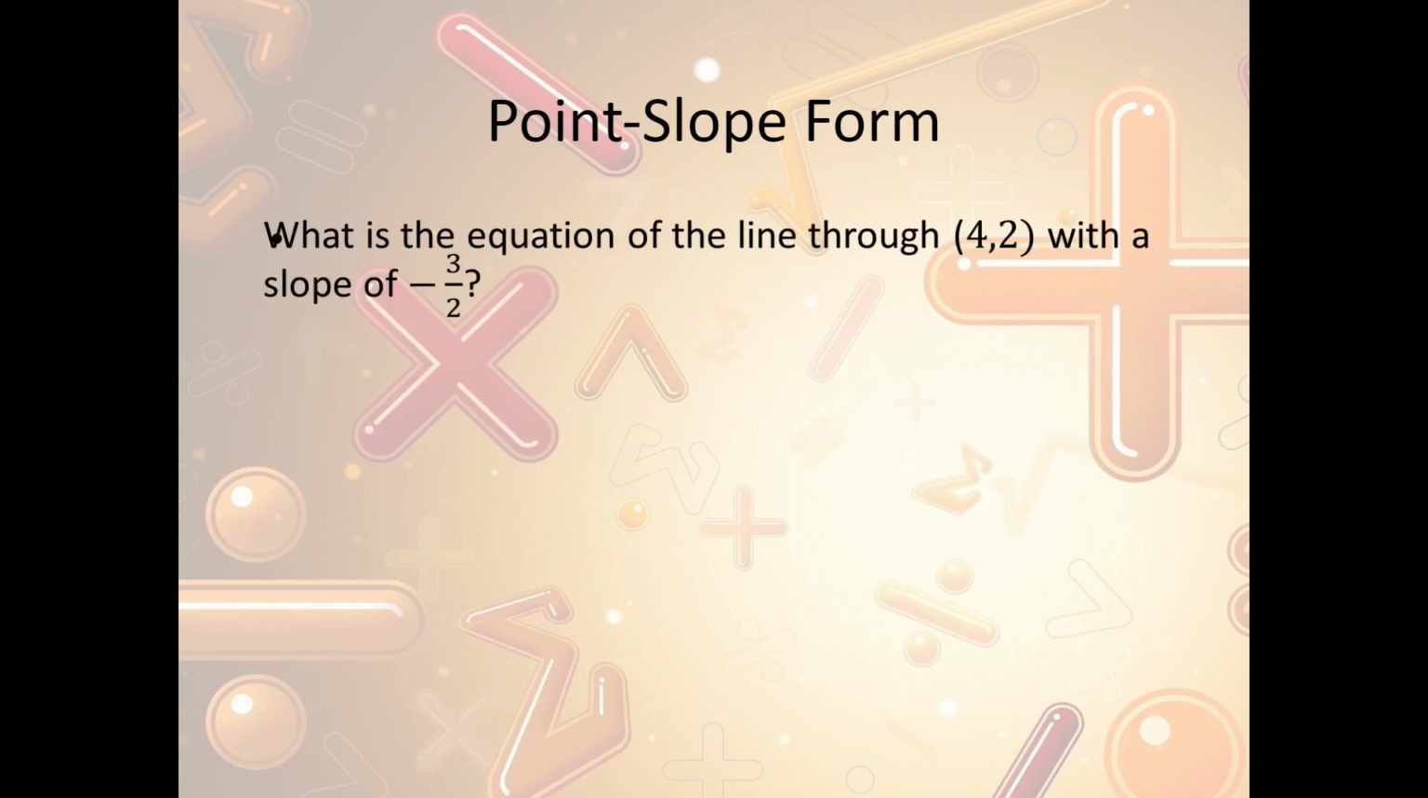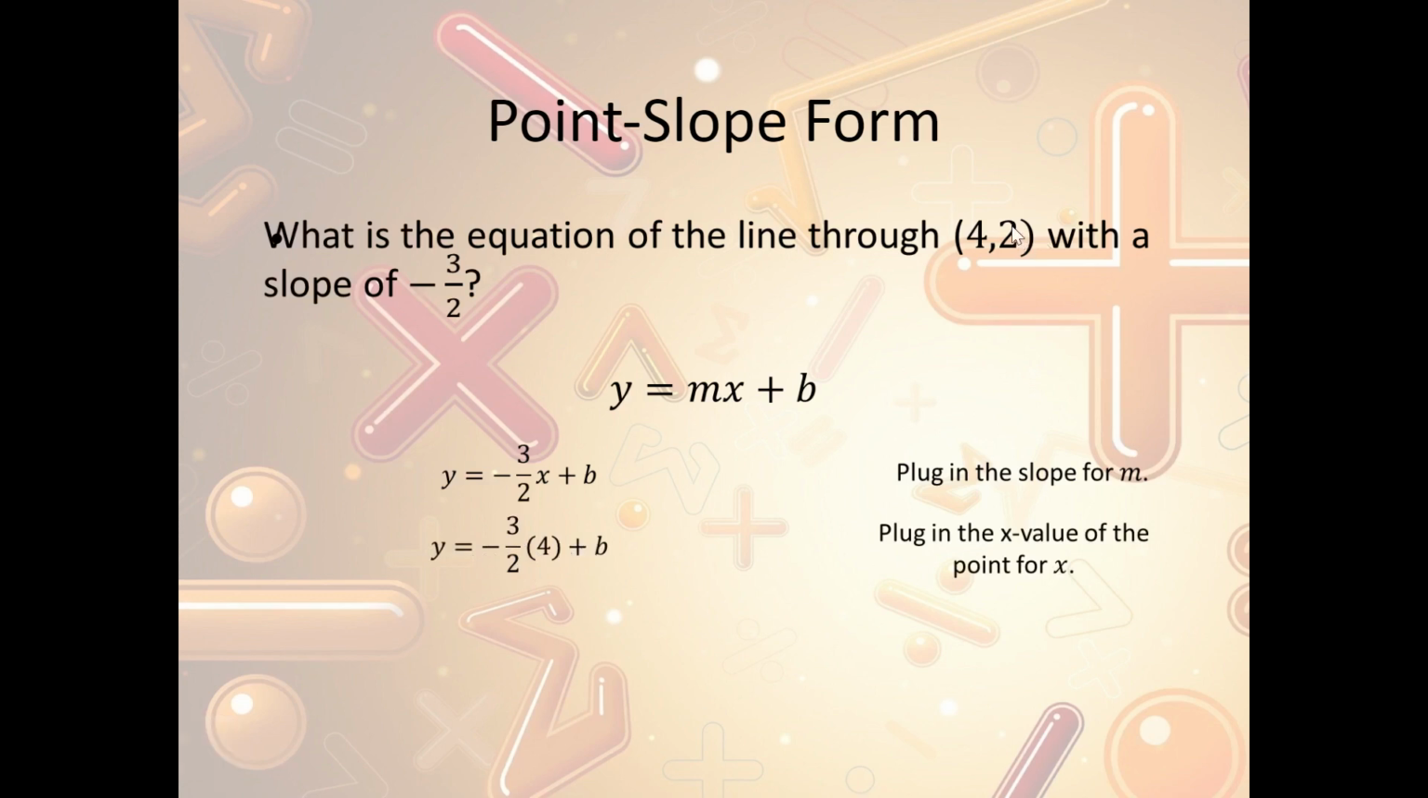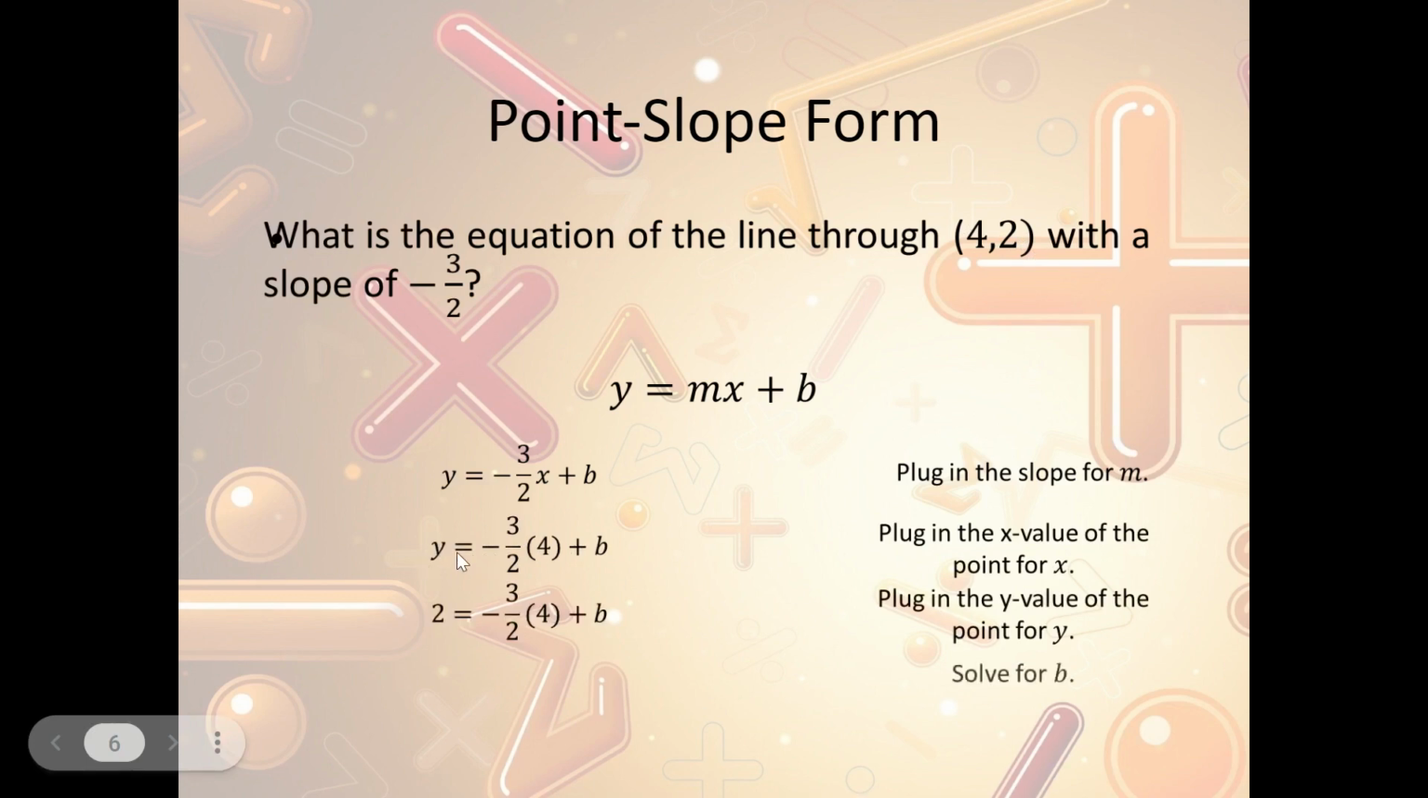Let's look at one more example. We're given a point (4, 2) and the slope of -3/2. So we're going to use the form y equals mx plus b, and we're going to plug in the slope for m, which is -3/2. So that goes there. And we're going to plug 4 in for x there. So we get y equals -3/2 times 4 plus b. Then we're going to plug 2 in for y, which is here. So it becomes 2 equals -3/2 times 4 plus b.